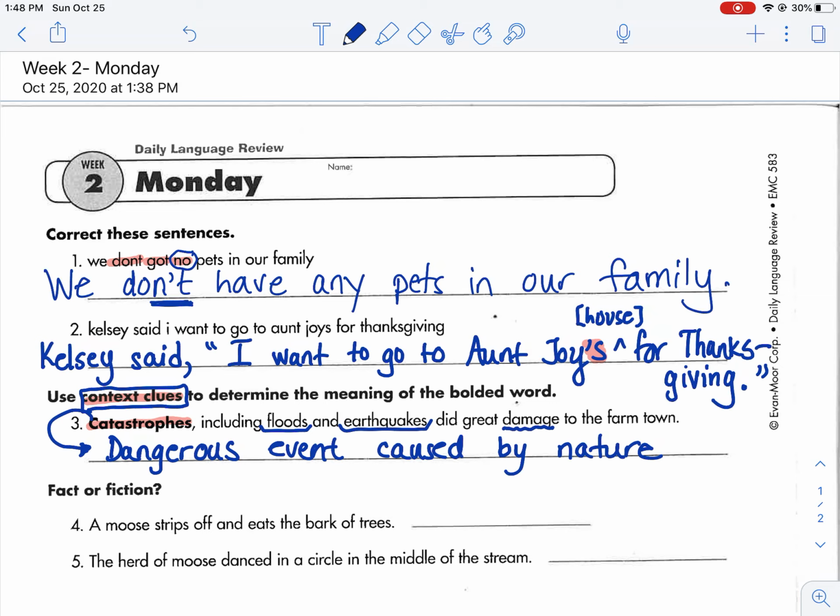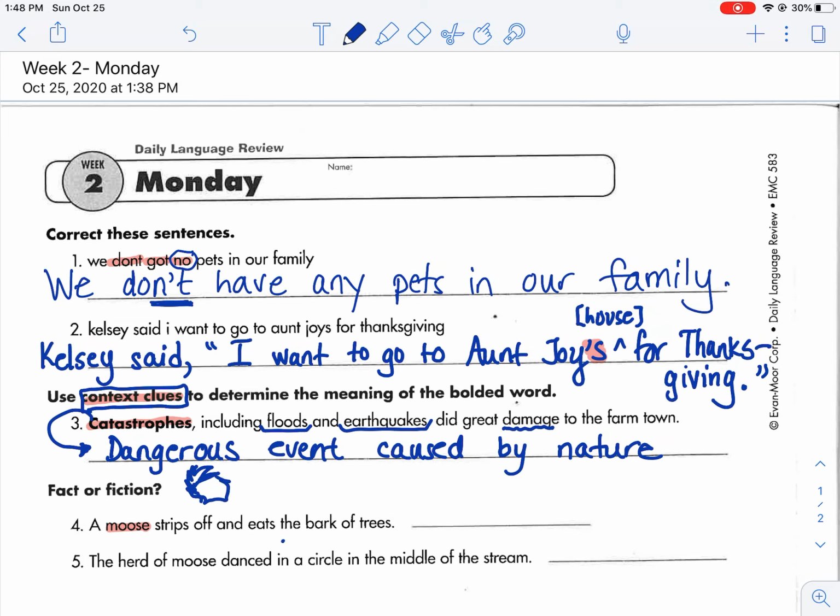Next one, fact or fiction. A fact is something you can prove to be true. It's scientific. Fiction is not necessarily true. So let's take a look. A moose strips off and eats the bark of trees. Well, first we have to know all the words. Moose is an animal. You could look up an image for this. It has big horns on its head.